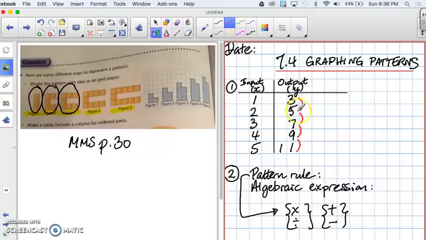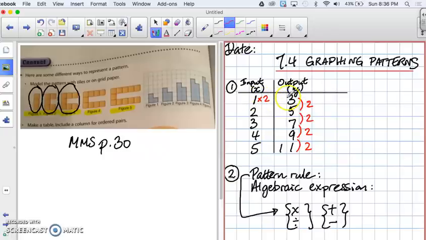So what's the difference between 3 and 5? We know that the difference is 2. What's the difference between 5 and 7? We know that the difference is 2. And then etc., etc. We know that the difference between all the output values is 2. So let's test this and see if 2 is the number that you're going to multiply by the input to get to the output. 1 times 2 is 2.